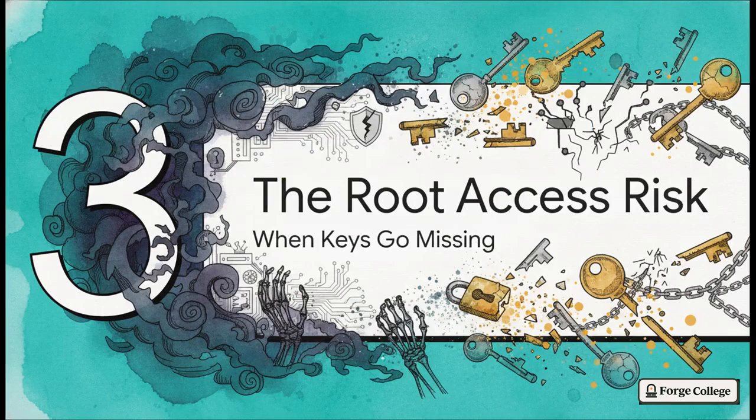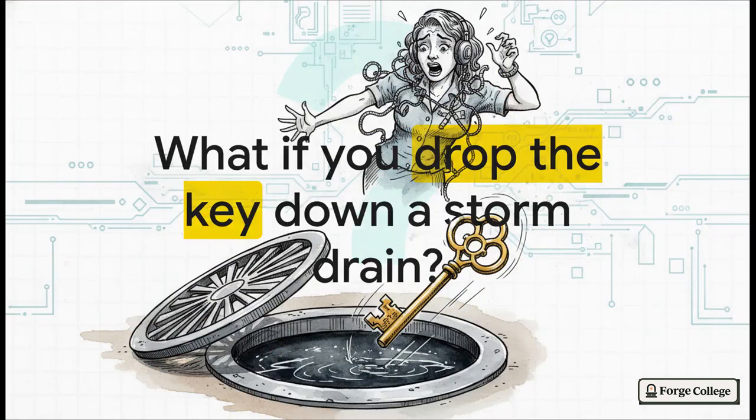That brings us to Section 3, the root access risk. What actually happens when keys go missing? So I want you to ask yourself this kind of humorous but actually terrifying question. What happens if our trusty switchboard operator is walking down the street, slips, and accidentally drops the only master key to your entire protocol right down a storm drain?